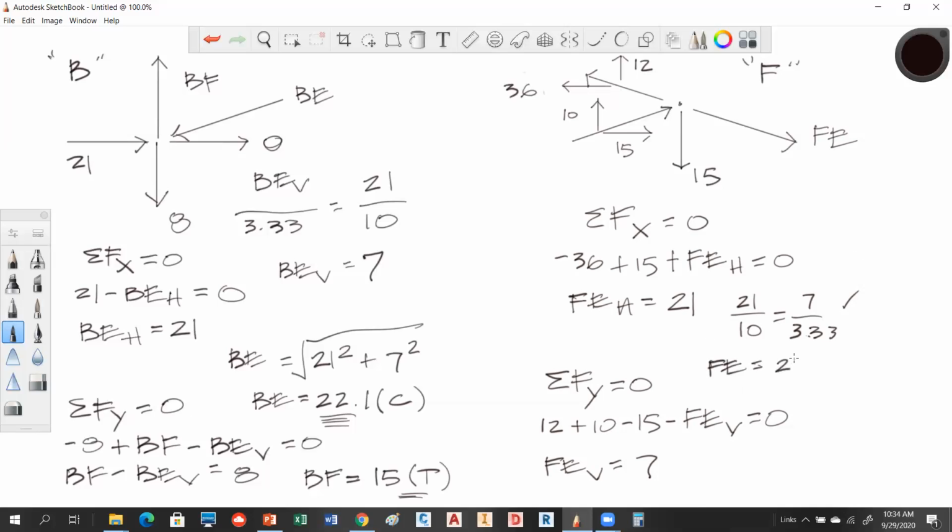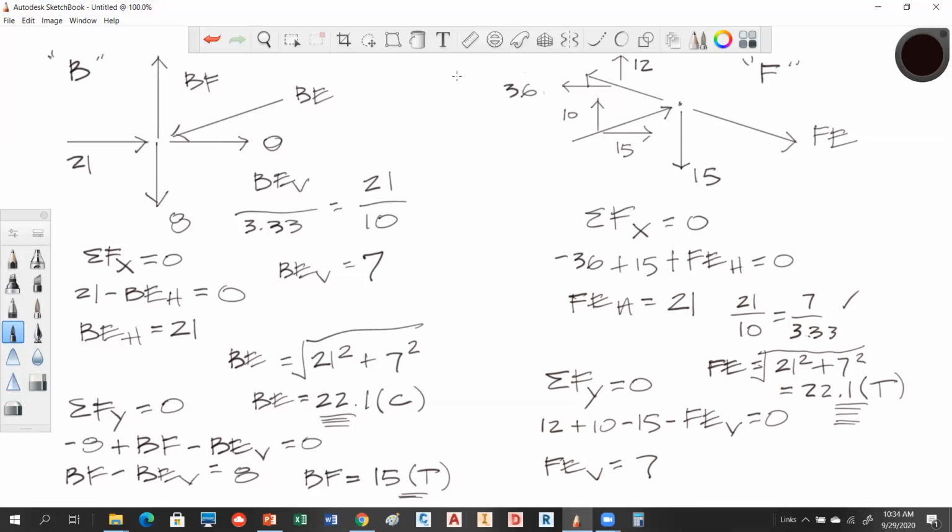That's going to be 21 squared plus 7 squared, square root. Basically 22. And that's a tension member. All right, are we good? Okay, we have one more joint to do.